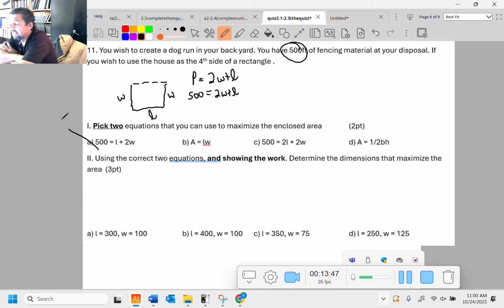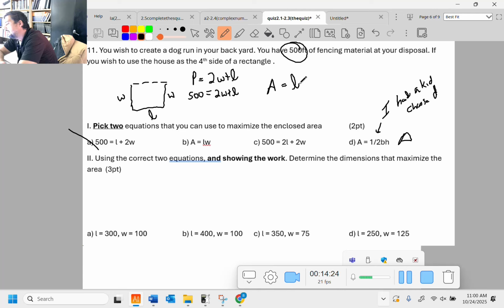It is a rectangle. And one of you poor first period kids chose D. I had a kid choose D. That's a triangle, children. That is a triangle. One-half base times height is a triangle. It is not a rectangle. I literally put that in there to reduce the number of likely choices, and you picked it. Anyways, rant over.